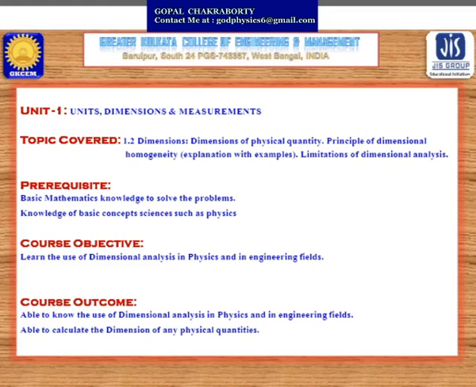Prerequisites for these topics are basic mathematics knowledge to solve problems, and knowledge of basic science concepts such as physics. The course objective is to learn the use of dimensional analysis in physics and engineering fields. After completion of this course, students will be able to know the use of dimensional analysis in physics and engineering fields. They will also be able to calculate the dimensions of any given physical quantity. These are the possible course outcomes.